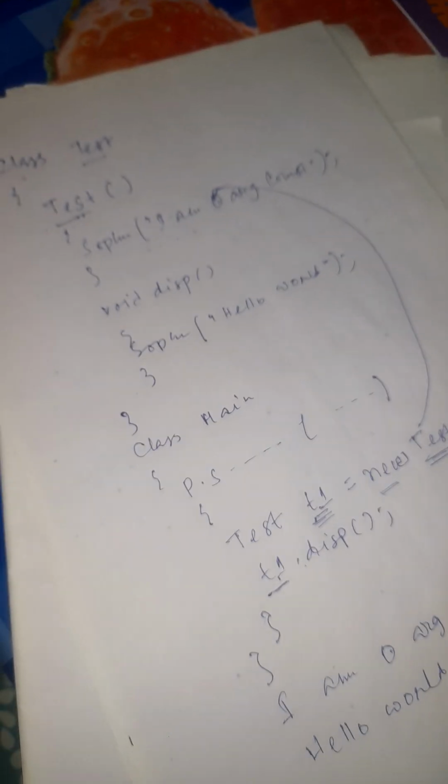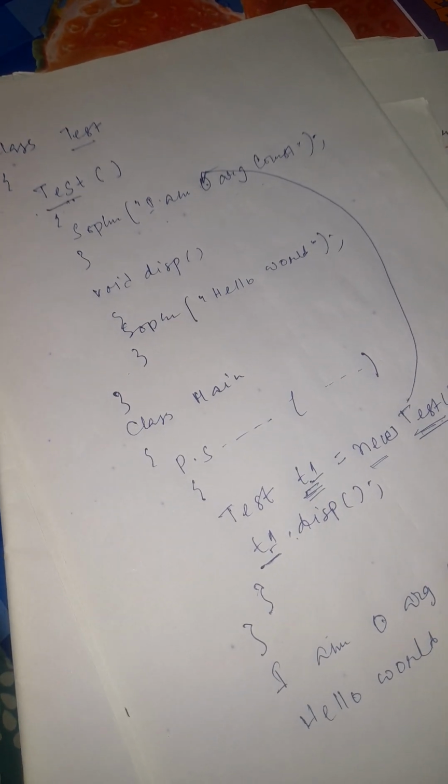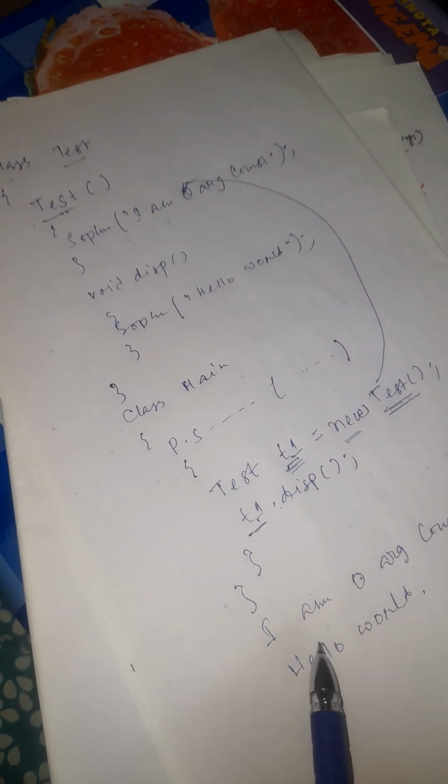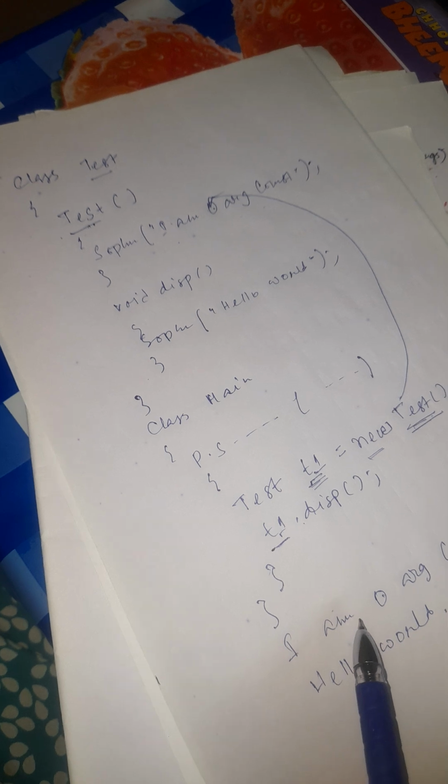The user could not call the constructor. It's not possible by the user. Only at the time of the object creation will the constructor be called. Clear? Now what is the default constructor?